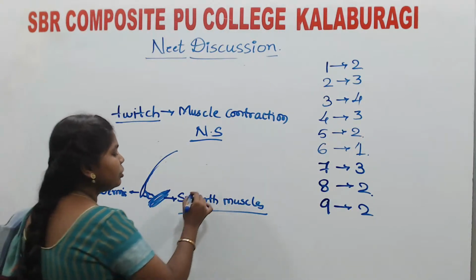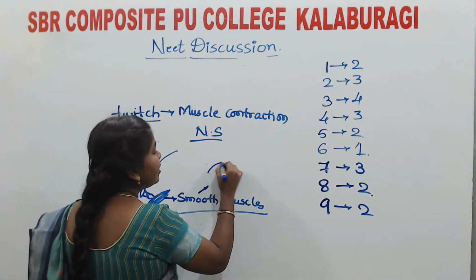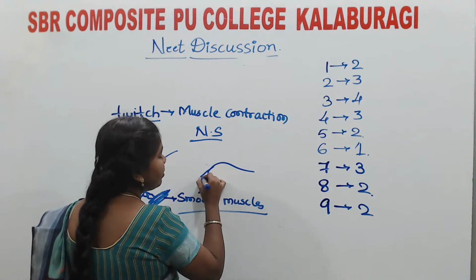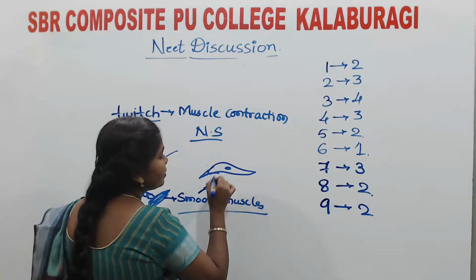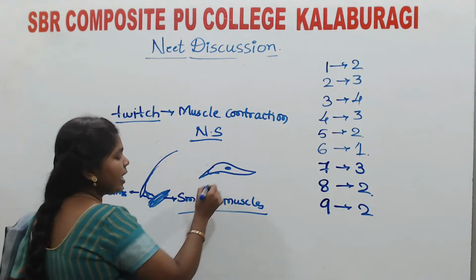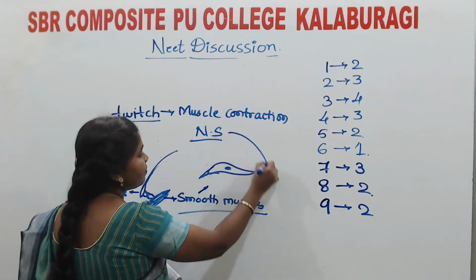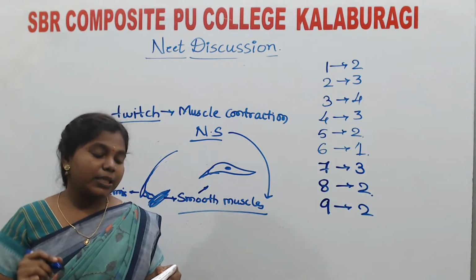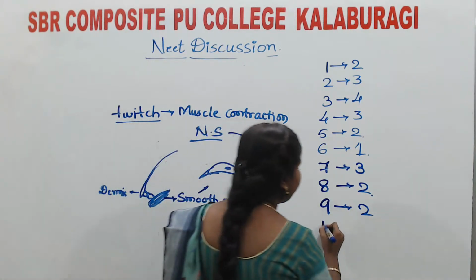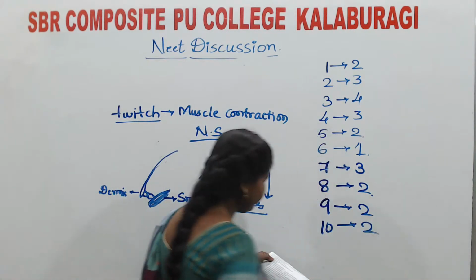So smooth muscles, usually we have discussed this. These are spindle shaped, or it is also known as fusiform, and consist of a centrally located nucleus, and these are under the control of the nervous system, that is the autonomic nervous system. Because of that reason, the second option for the 10th question is the correct answer.